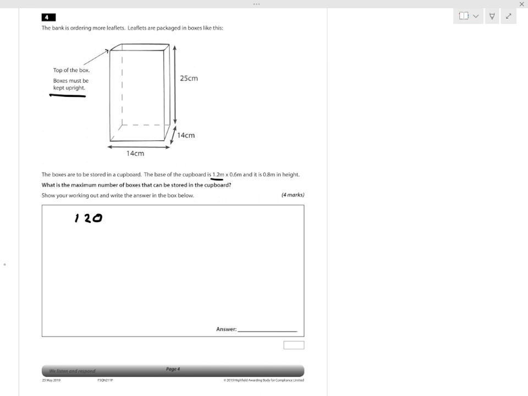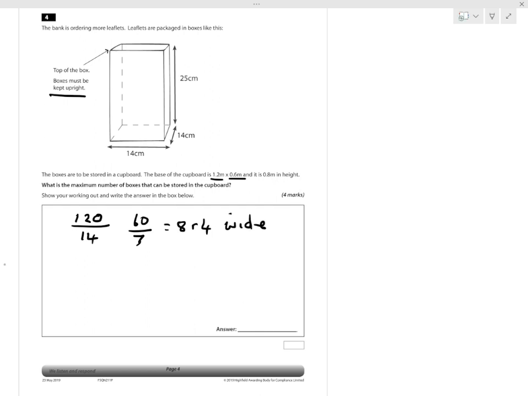120 centimeters divided by 14, and that will find us how many boxes we can fit widthways. Yeah, this is quite difficult, isn't it? So let's do 60 divided by 7. 7 sevens are 49. 8 sevens are 56. So it's 8, remainder 4. So we can fit 8 wide.